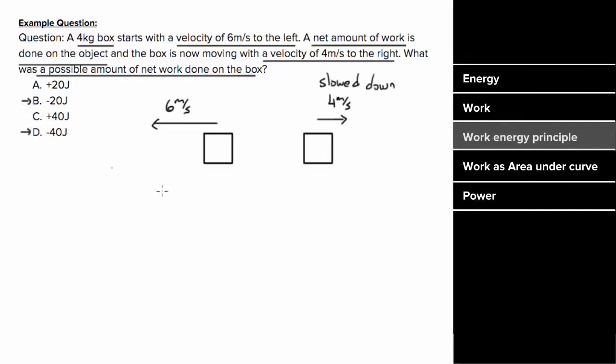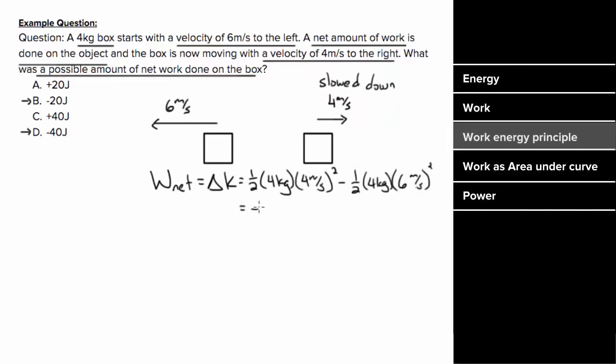To figure out which one exactly, we could use the work energy principle, which says that the net work done is equal to the change in kinetic energy. So if we take the final kinetic energy, which is 1/2 times 4 kilograms times the final speed squared, and we subtract the initial kinetic energy, 1/2 times 4 kilograms times the initial speed squared, 6 meters per second, we get negative 40 joules of net work.